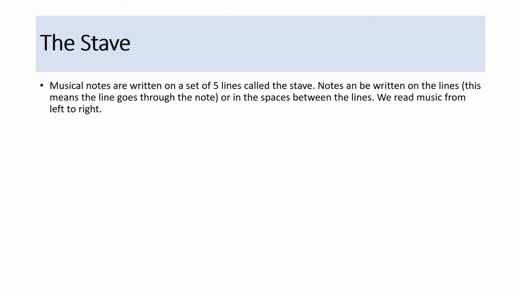The stave. In music, there are 5 horizontal lines, and we call those lines the stave. And all of the notes are put onto those lines or put in between those lines, and that's how we know what the notes are.